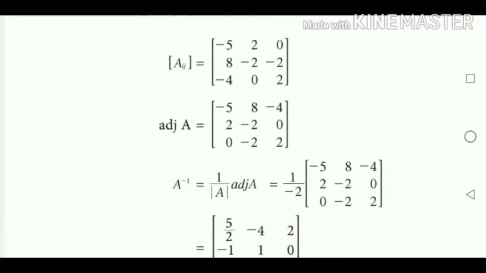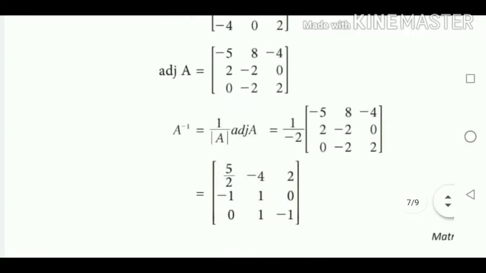Then apply the formula A inverse equal to 1 by determinants of A into adjoint of A. Here determinants of A is already we found, minus 2. So 1 by minus 2 into adjoint of A, which is [minus 5 8 minus 4; 2 minus 2 0; 0 minus 2 2]. Now divide each and every term by minus 2. That is minus 5 by minus 2 becomes plus 5 by 2. 8 by minus 2 is minus 4. Minus 4 by minus 2 is plus 2. 2 by minus 2 is minus 1. Minus 2 by minus 2 is plus 1.